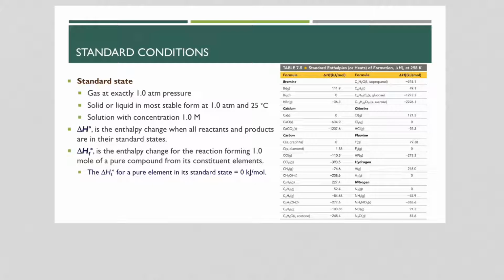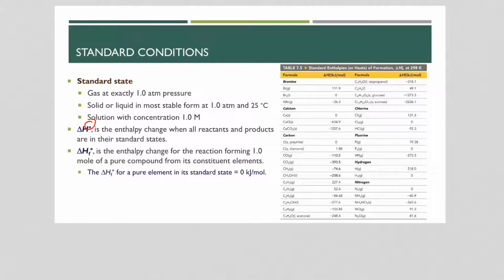Now, there are what we call standard enthalpy changes, and those are indicated by the enthalpy change symbol, but the key is the little degree sign there. When you have the degree sign there, that means that we're dealing with the value at standard state. So it's the enthalpy change when all the reactants and products are in their standard states. That's what we call the standard enthalpy change.